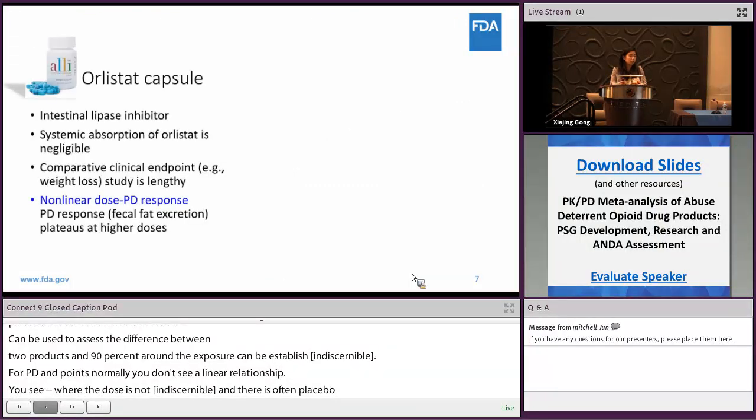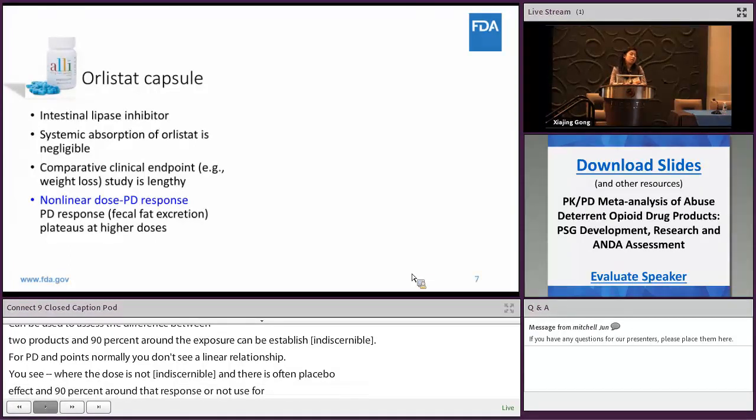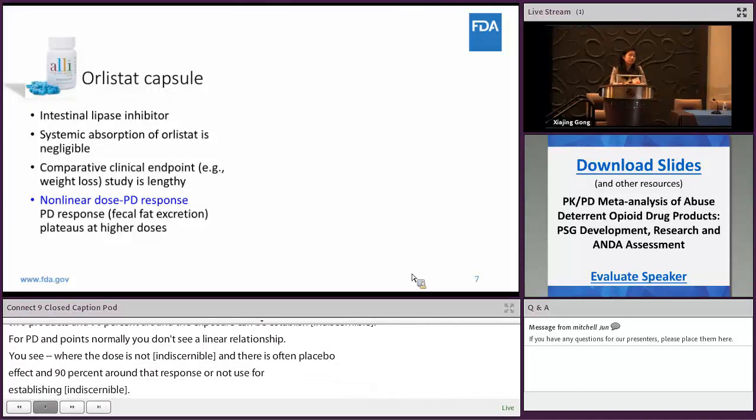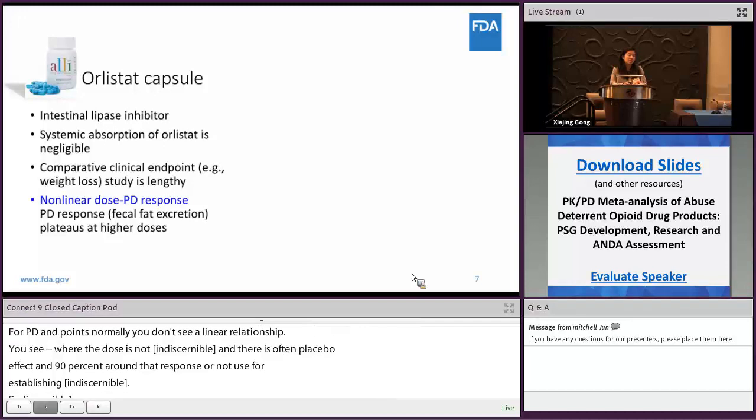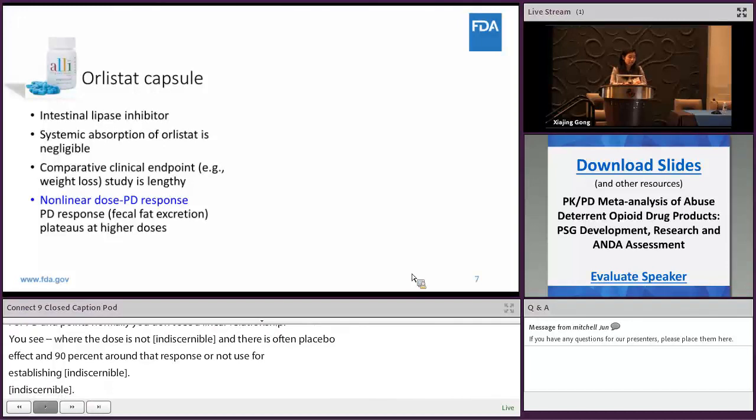On this slide, I will show two examples where this nonlinear PD response relationship is observed. On the left is orlistat capsule. It is an intestinal lipase inhibitor. It's locally GI acting, so the systemic absorption is negligible. And the PK approach is not appropriate to establish BE for this product.